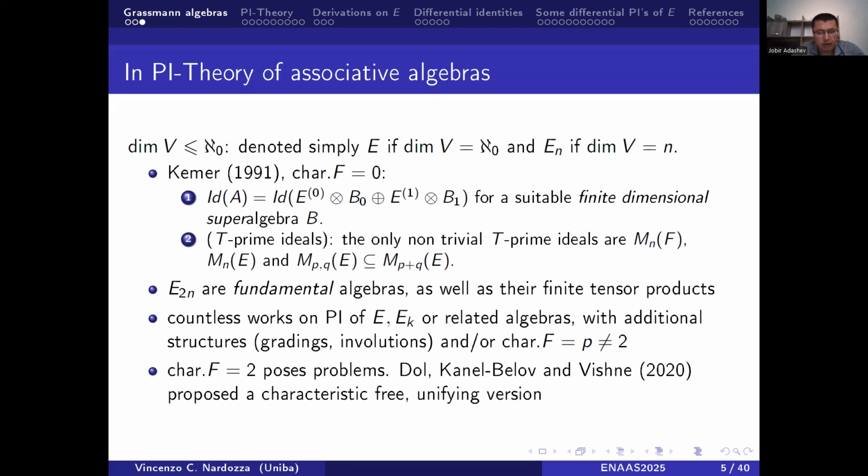There was a proposed version of the Grassmann algebra by Dolkan, Belov, and Vizhna in 2020, which is characteristic free, a unifying version of the Grassmann algebra, preserving the main characteristics of the usual one, working for characteristic different from 2.